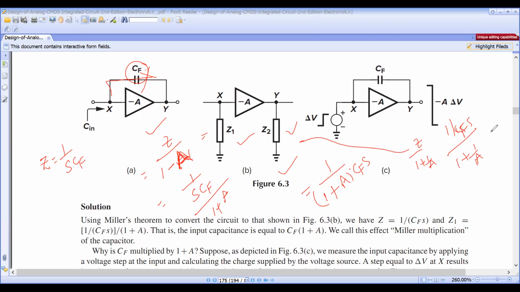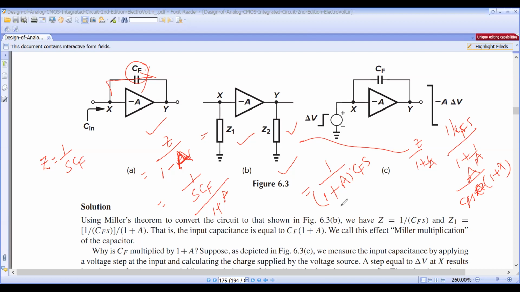So then take the common and everything, then it becomes what? 1 by CFS is multiplied with A into 1 plus A. That's it. So A by 1 plus A into CFS. This is the input impedance. The input impedance is equal to how much? Z1 plus A into CFS.